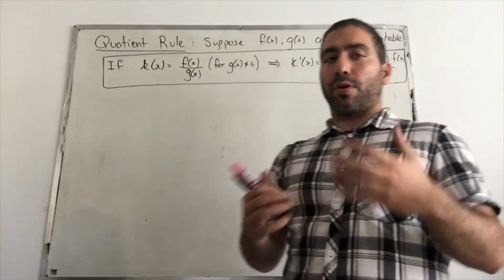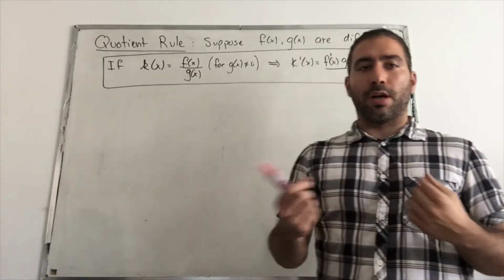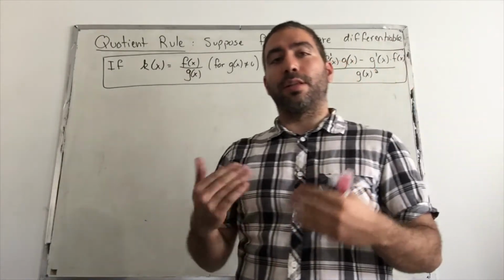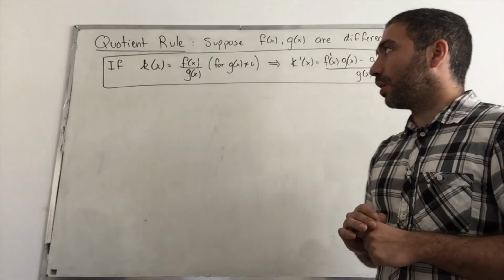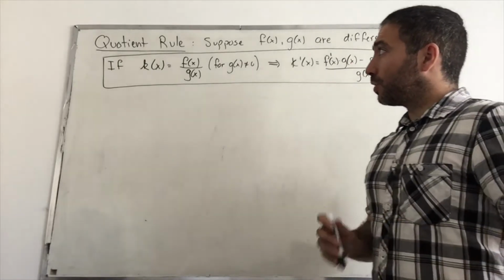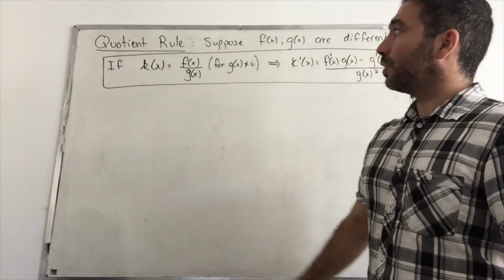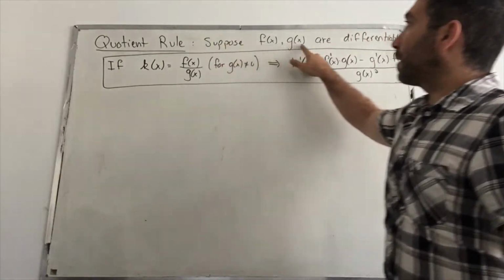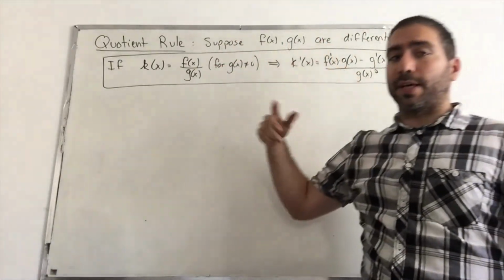So we saw product rule when you have a multiplication of functions. How do we take its derivative? Now we're looking at a quotient, the division of two functions. So in order to apply the quotient rule, first things first, we need f of x and g of x to be differentiable, so their derivatives have to exist.